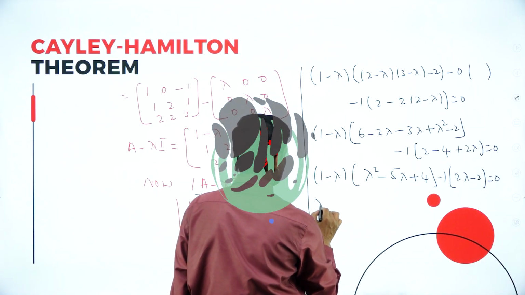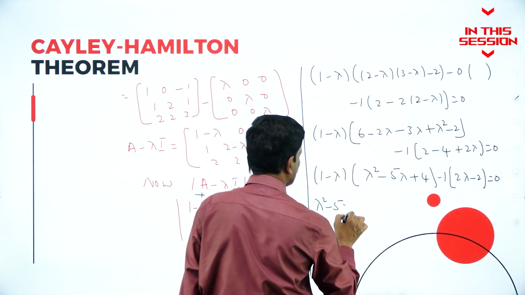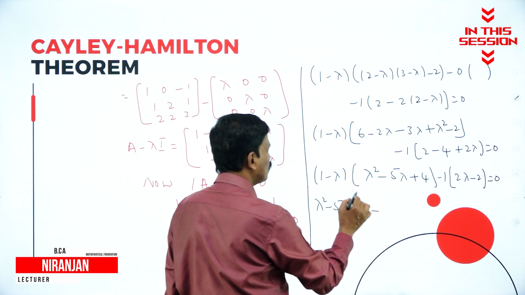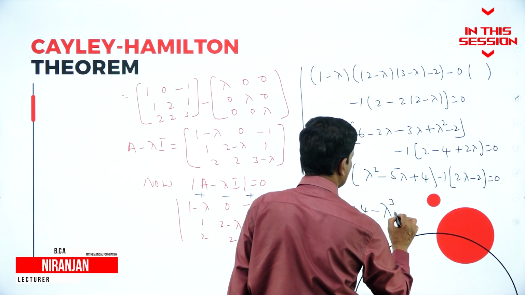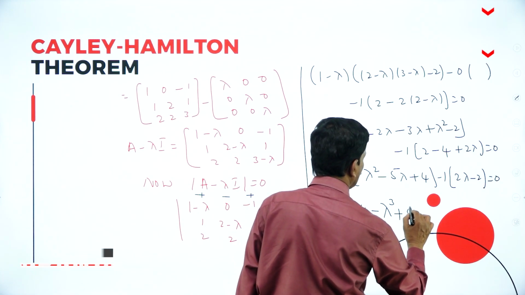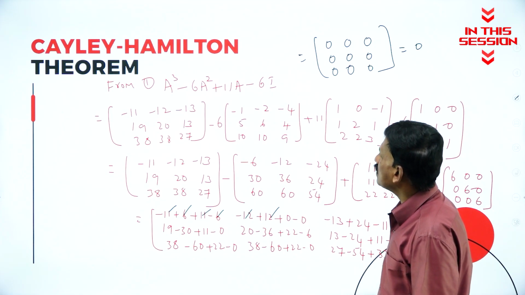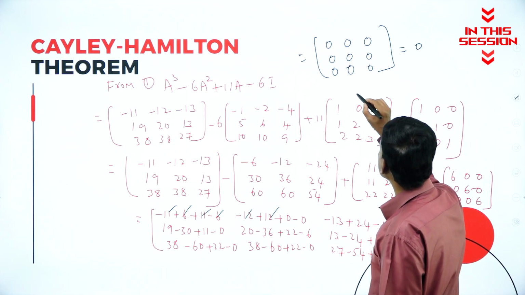Multiply this with 1. 1 into lambda square is lambda square minus 5 lambda plus 4. Again multiply by minus lambda. Minus lambda into lambda square is lambda cube. Minus into minus plus 5 lambda square. A cube minus 6A square plus 11A minus 6I is equal to 0.